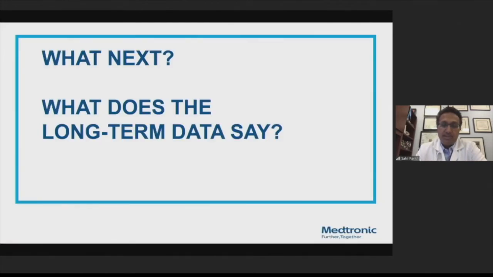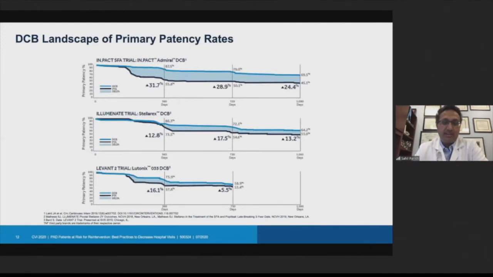So the long-term data, I think, are important to discuss with the patients as you get to informed consent. You'll see here that the three largest clinical trial programs, the IN.PACT, Stellarex, and Lutonix programs, have patency data out to 3 years. And I wouldn't get drawn into the trap of trying to compare randomized trials, but you can see that the IN.PACT data are very strong for primary patency at 3 years of follow-up, with a statistically significant difference at that time point.